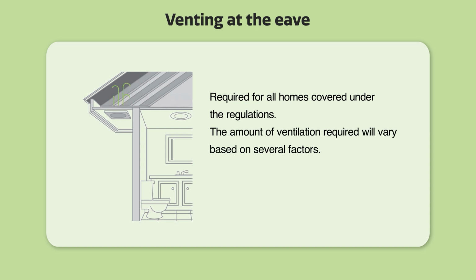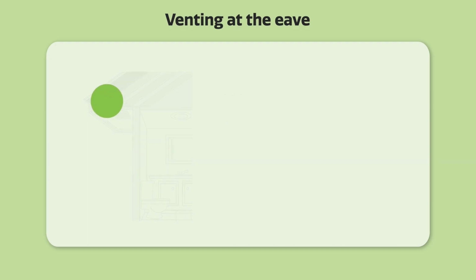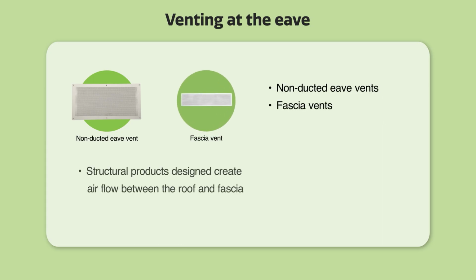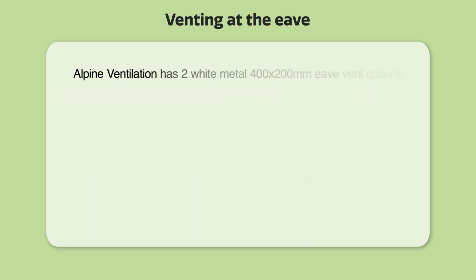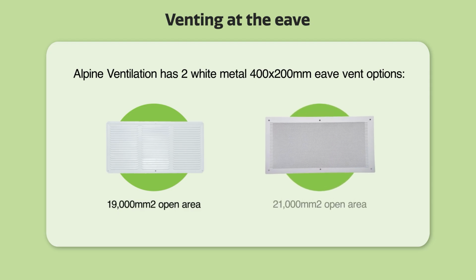This requirement has become increasingly complex as some modern homes do not have an eave. Options include non-ducted eave vents, fascia vents, and also structural products designed to create airflow between the roof and fascia, such as plastic over fascia vents. Alpine Ventilation has two white metal 400 by 200 mm eave vent options. A steel one with an open area of 19,000 square millimeters, and an aluminium one with an open area of 21,000 square millimeters. These are simply screwed into the eave sheets.